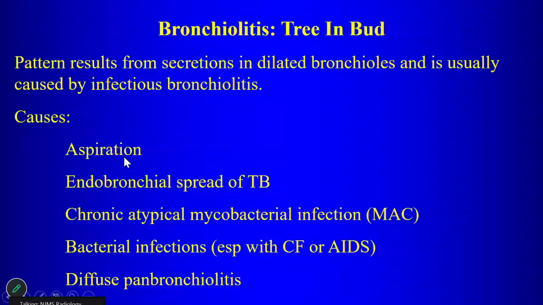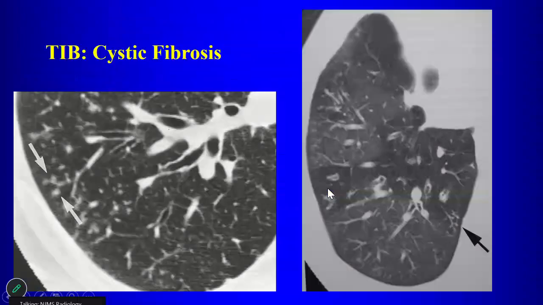So what can do that? Aspiration is something, especially if it's in the dependent regions of the lower lobes. So that's something that's pretty common, and that is something that you should consider. And then we have any kind of infection: endobronchial spread of tuberculosis, atypical mycobacterial infections, patients who have underlying diseases that will result in recurrent infections like cystic fibrosis or immunodeficiencies. So that can also result in recurrent infectious bronchiolitis.